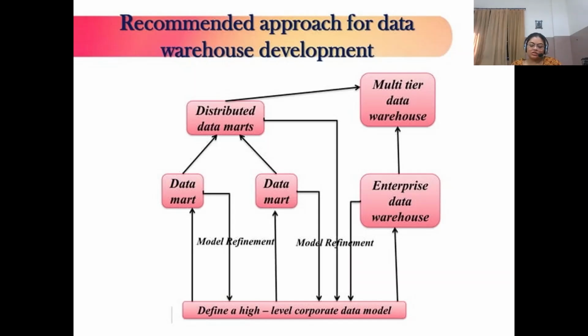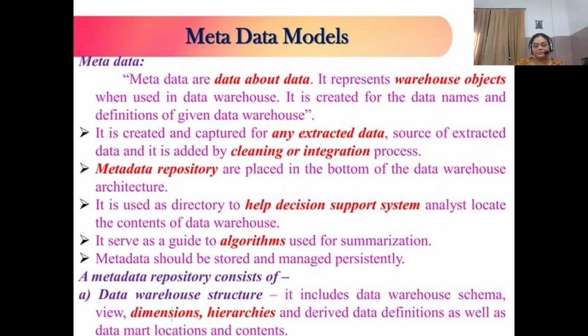आप इस पिक्चर को देख के समझ सकते हो, 4 थिंग्स की रिक्वायरमेंट है: मल्टी टियर डेटा वेयर हाउस की, एंटरप्राइज डेटा वेयर हाउस, डिस्ट्रीब्यूटेड डेटा मार्ट्स की और हाई लेवल कॉर्पोरेट डेटा मॉडल की. ये सारे मॉडल्स रीडिफाइन होकर डेटा मार्ट में होते हैं और ये कुछ अप्रोचेस को फॉलो करते हुए मल्टी टियर डेटा वेयर हाउस को, एंटरप्राइज डेटा वेयर हाउस को डेटा प्रोवाइड कराते हैं.